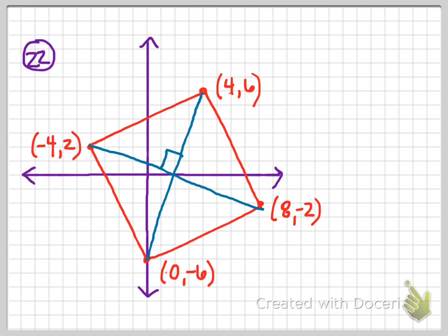Now the second part of that rhombus test is to determine if they are bisectors of each other, which means they're going to share the same midpoint. So let's take a look at both of the midpoints. We'll call it M.